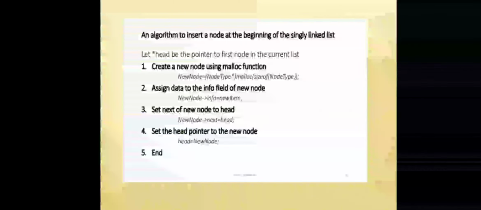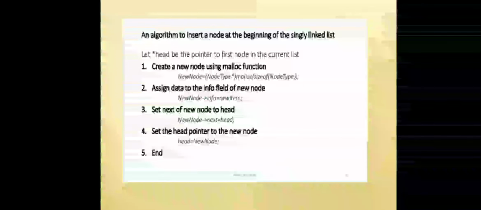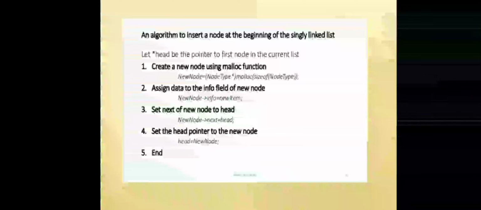First we'll see inserting a new node at the beginning in a singly linked list. These steps should be followed. First, create a new node by calling the function malloc. Then add the information to the new node. Then set the new node's next to the head, so the head is now the new node. Then end.